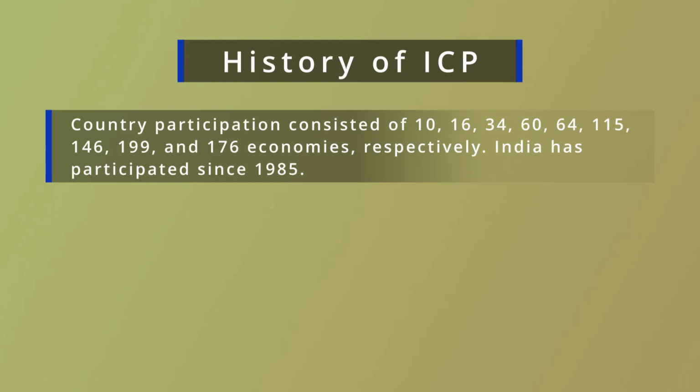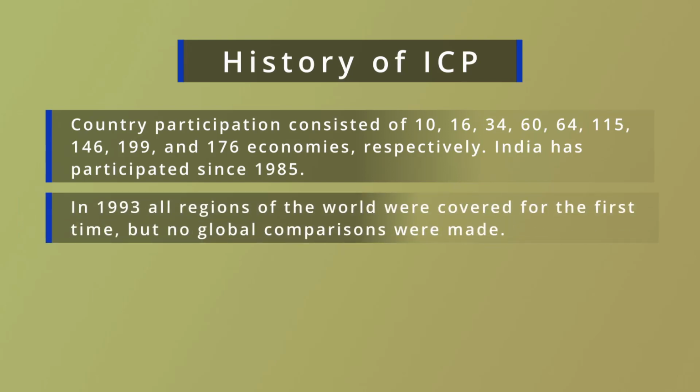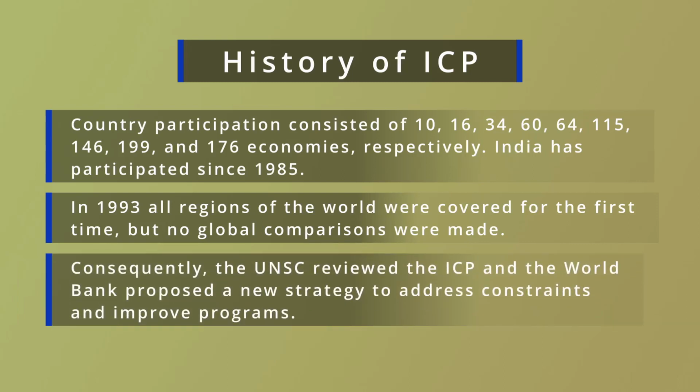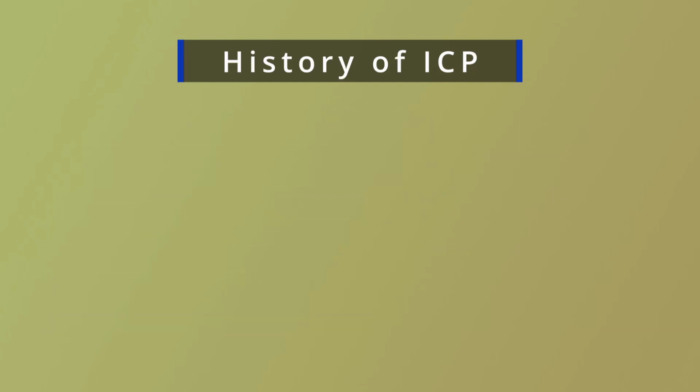Not only that, there are some milestones of the ICP. In the year 1993, all regions of the world were covered for the first time, but no global comparison was made. Therefore, UNSC reviewed the methodology of ICP, and the World Bank proposed a new strategy to address the constraints of the measurement, and they also prescribed how we can improve the methodology of the ICP that is helpful to compare the GDP across countries.